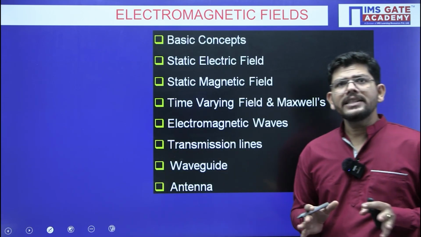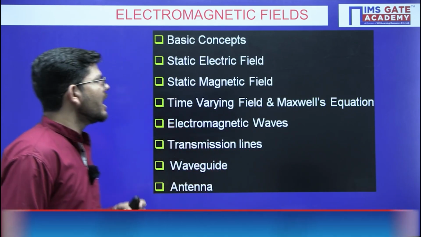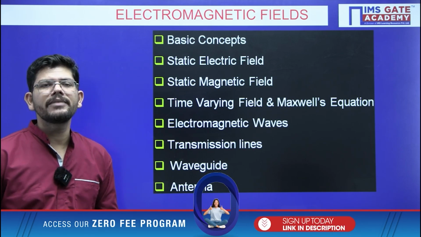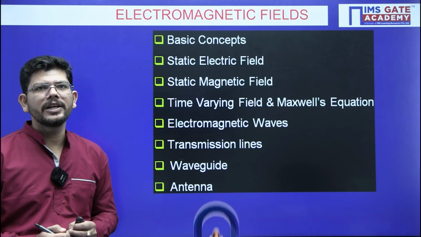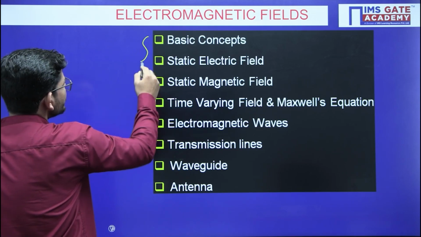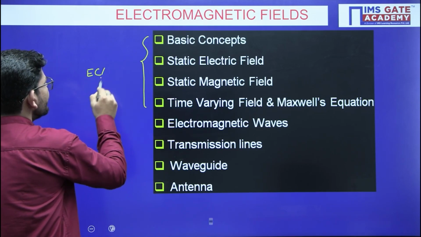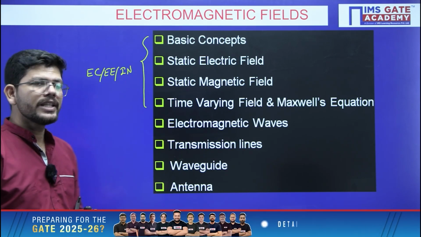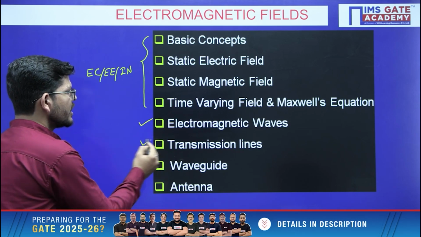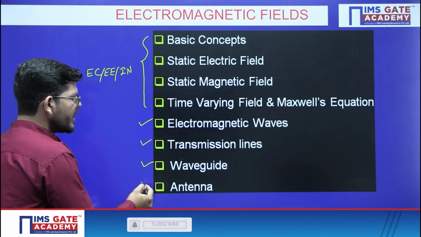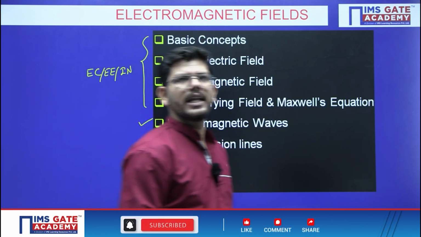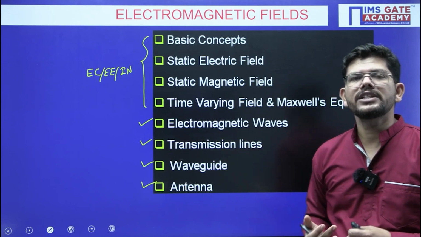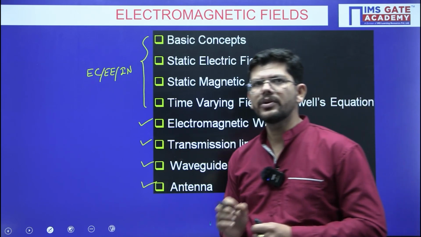So if I categorize the complete syllabus, we can have the following topics: basic concept, static electric field means electrostatic, static magnetic field or magnetostatic, time varying field and Maxwell equation. This part of the syllabus everyone has to study, whether you are from EC, electrical or IN. But when it comes to EC students, they have to cover these 4 chapters as well: electromagnetic waves, transmission lines, waveguides and antennas. So if you are from electrical and IN, the syllabus is not that high. But if you are from EC, yes, you have to cover some extra chapters as well, and these chapters are not that tough.